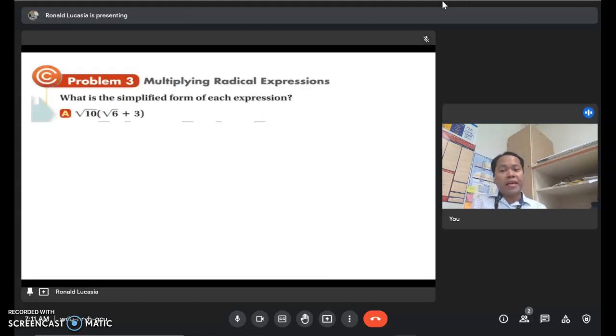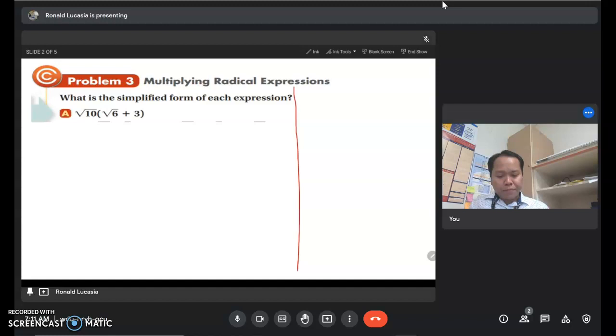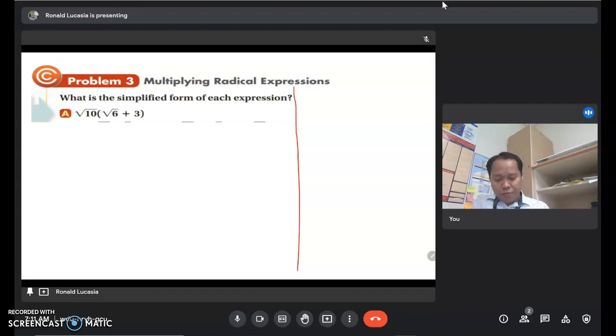So in multiplying radical expressions, it's like multiplying algebraic expressions. So remember that when you multiply 2 times x plus 9, you do the distributive property here. 2 times x, that's 2x. 2 times 9, that is positive 18. The same thing happens when you multiply radical expressions.